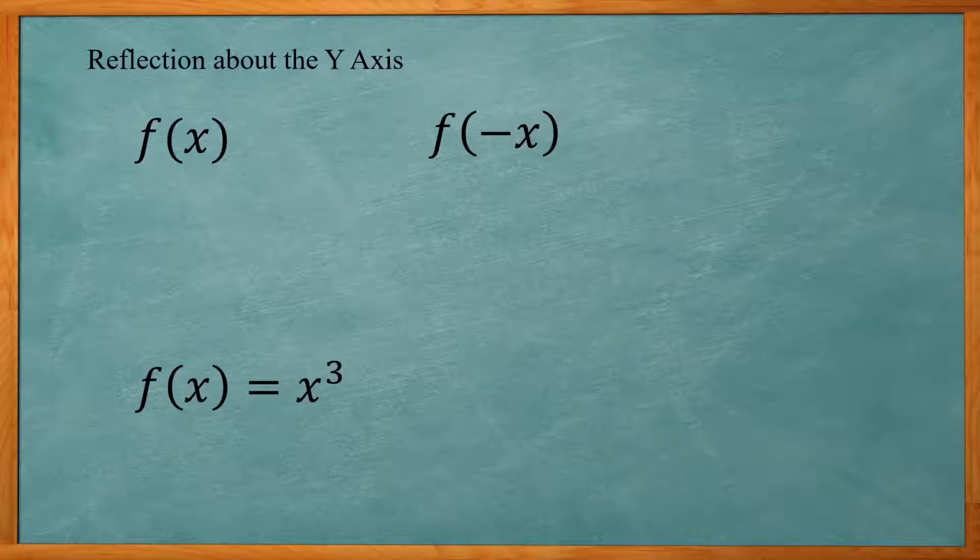So for example, if I have f of x equals x to the third, I'm going to change it to negative x raised to the third power. So like I said, that's going to reflect it about the y-axis. Move it to the left side of the y-axis or to the right side, depending on the sign of the x.